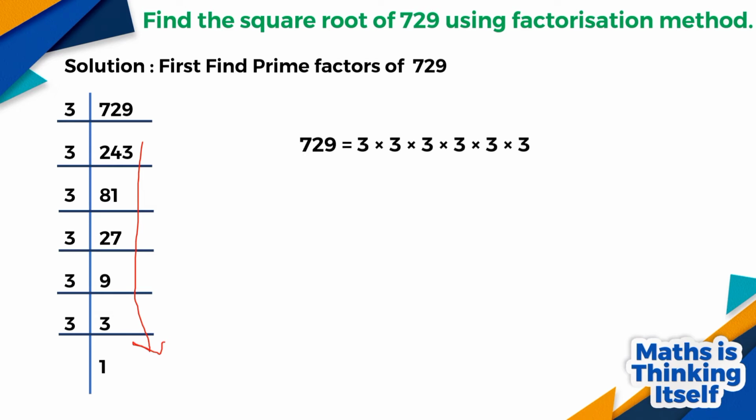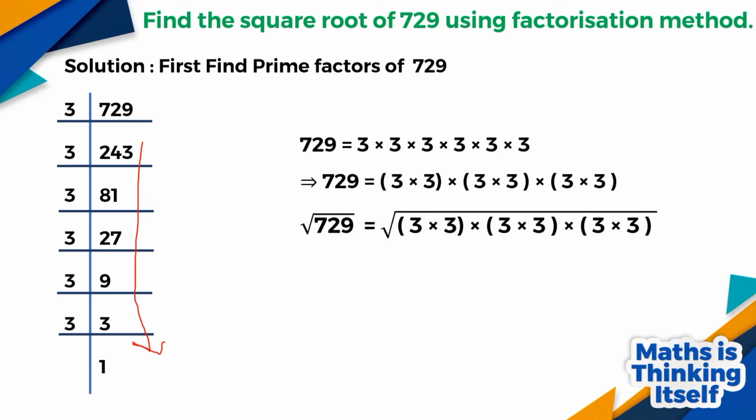729 is equal to 3 multiplied by 3 multiplied by 3 multiplied by 3 multiplied by 3 multiplied by 3. Then group the factors into pairs of equal factors. We have taken 729 in pairs: here 3 into 3, 3 into 3 and 3 into 3. Now taking square root on both sides.